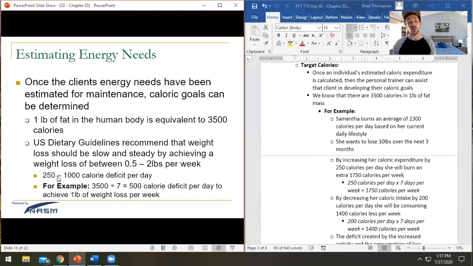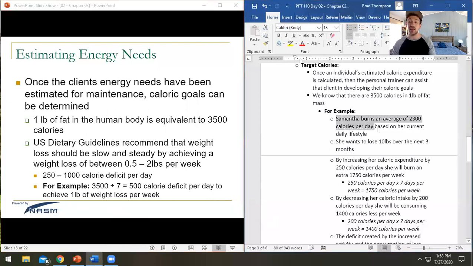So if it's 250 calories per day over a 7-day week, that's going to come out to 1,750 calories. A 1,750 calorie deficit, which is about half a pound, right? That's half of 3,500. A 500 calorie deficit would be 3,500 over the course of a 7-day week. A 1,000 calorie deficit would be 7,000 calories over a week, and so that'd be 2 pounds per week. So we can figure out what rate we want to lose at by taking 3,500, dividing it by 7, and looking at how many calories that is per day to achieve our weight loss.